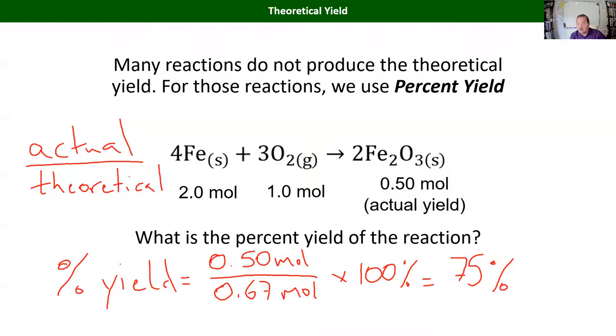So again, going back to our barbecue example, if you had enough patties for 50 hamburgers, but then somehow when you actually wind up forming the patties and grilling, you only wind up making 45 hamburgers. Your percent yield would be the 45 that you actually made divided by the 50 that was supposed to be possible times 100.